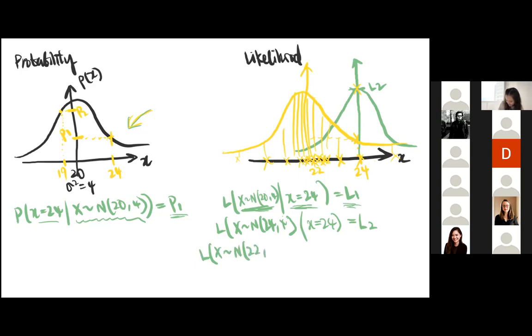Cool. So what this means is the likelihood of X following a normal distribution of 22, 4, given that X has all of these points, you have like 119, 120, a bunch of 22s, so on and so forth, and then a couple outliers, is maximized here. Cool. Any thoughts or questions about this?